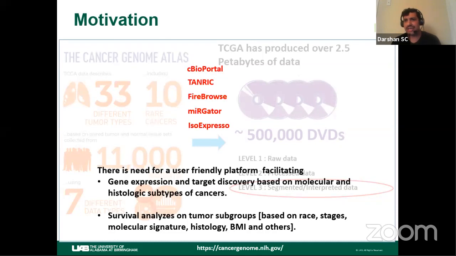I will explain the survival part in more detail, but the main aspect is that these tools don't allow efficient analysis of tumor subgroups. They will tell you exactly which genes are highly expressed in breast cancer or prostate cancer, but they will not help you study it in depth in terms of stage, race, or gender. One cannot study all this information effectively in these platforms, and that is what prompted us to develop a new one.